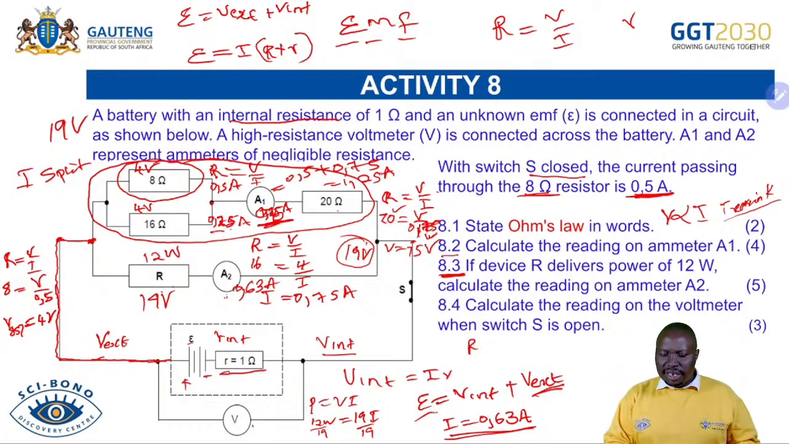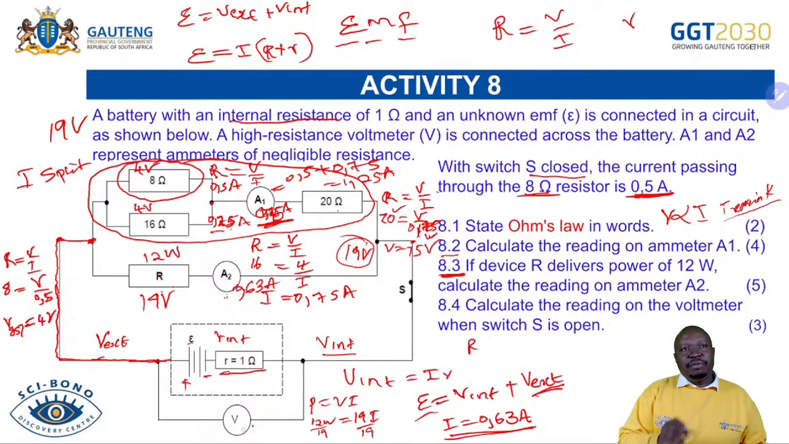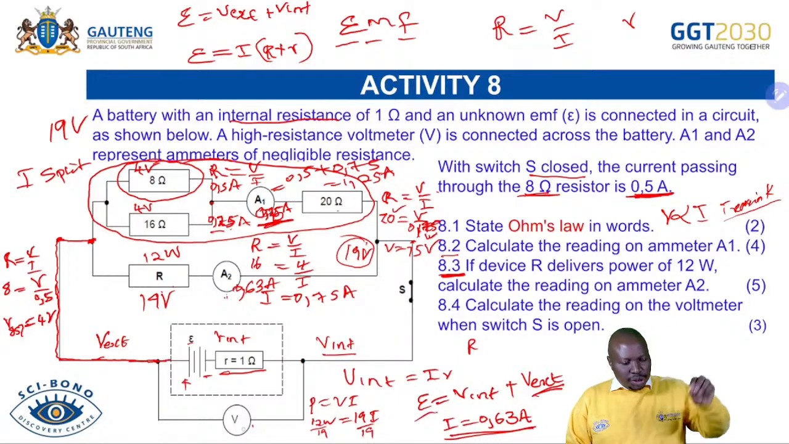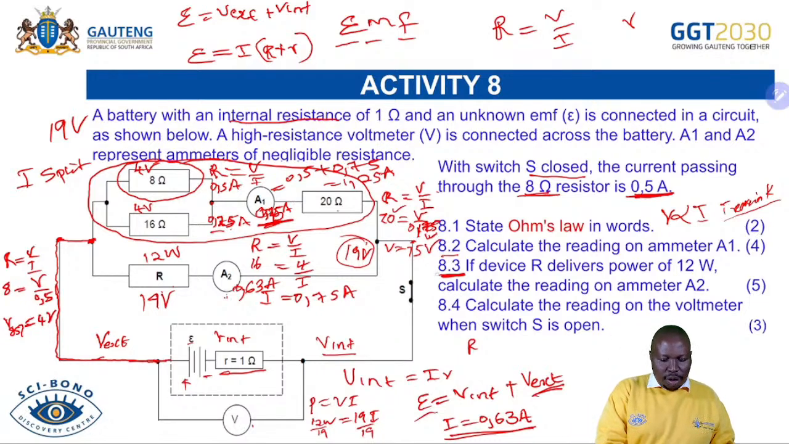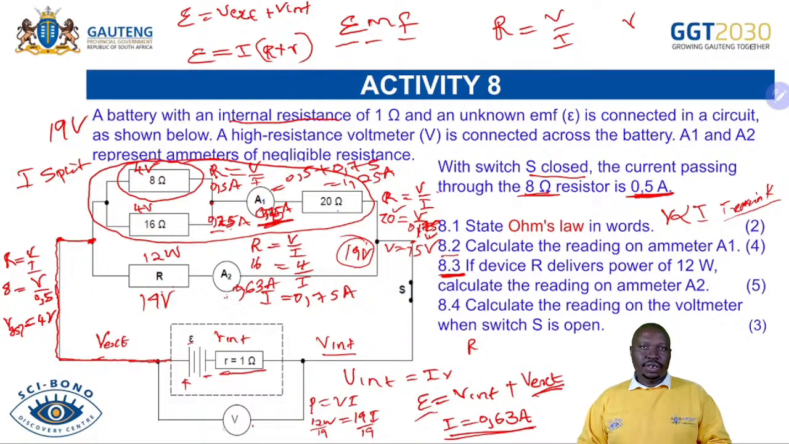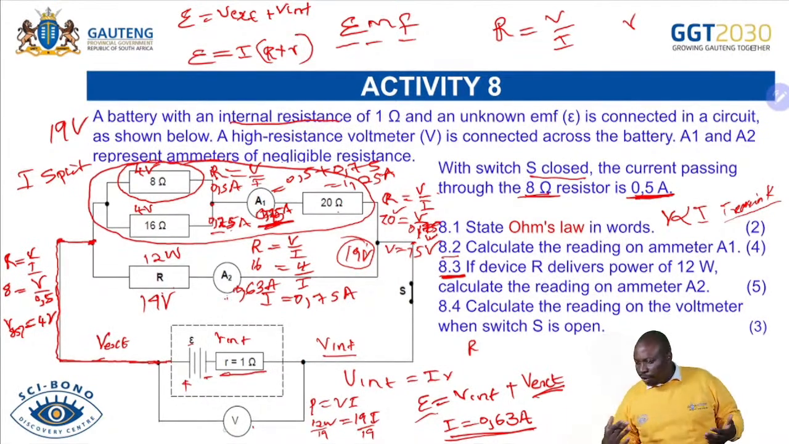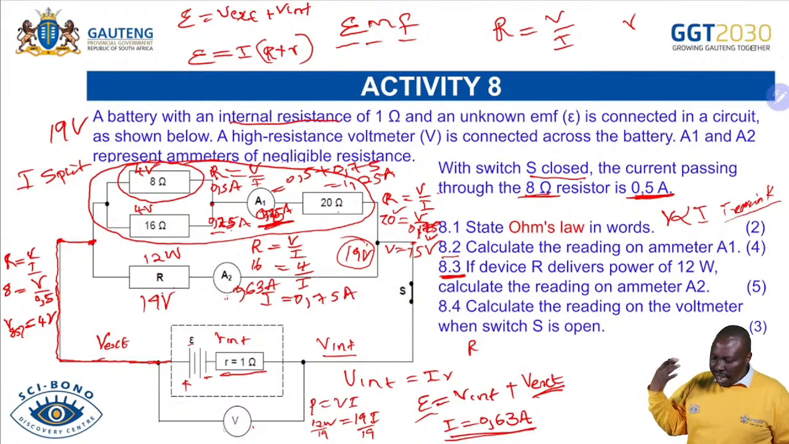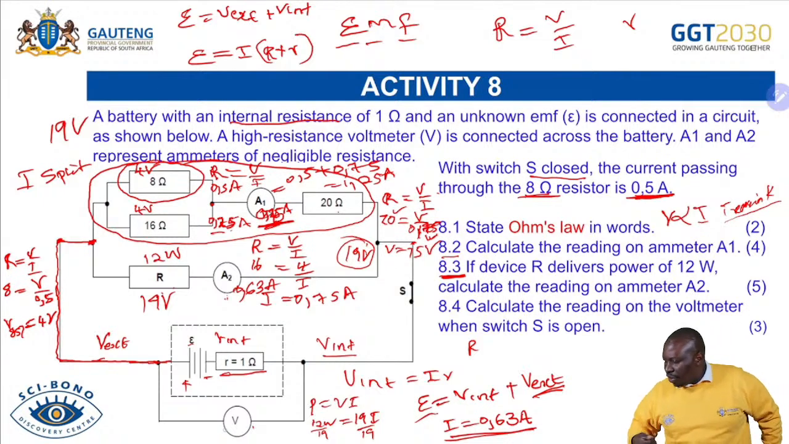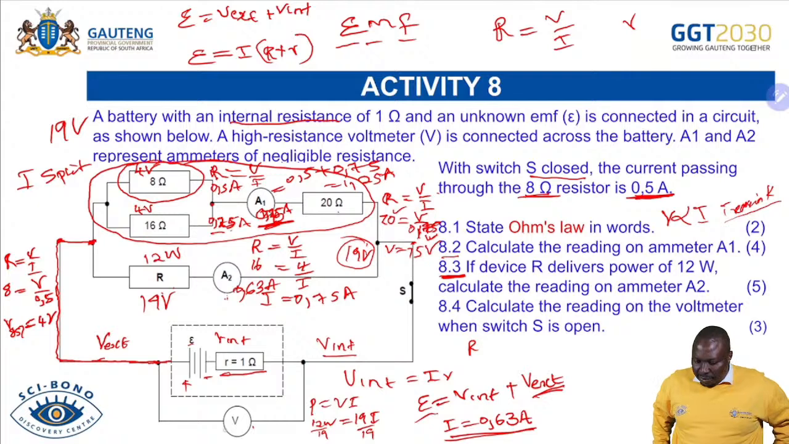The question is saying calculate the reading on the voltmeter V when the switch is now open. We are saying EMF. Remember the voltmeter that we have when this switch S is open, we have EMF. So the question is saying calculate EMF, but the question didn't tell you directly to calculate EMF. So it's very important that you have that in your mind as you deal with this type of question, so that you don't have a problem.